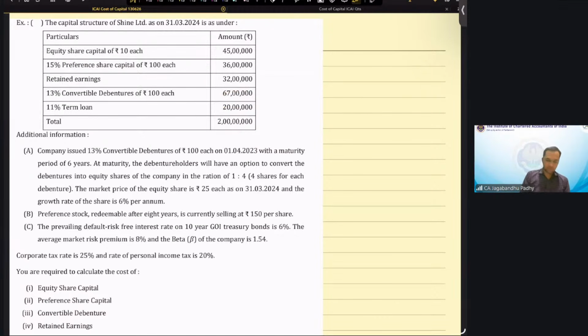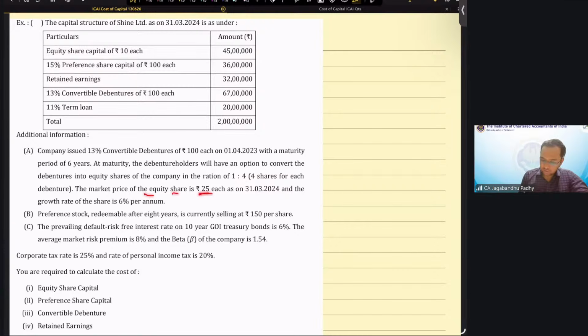Additional information is provided that the company issued 13% convertible debentures of rupees 100 each on 1/4/2023. So it's been a year since you issued these convertible debentures, with a maturity of 6 years. At the time of maturity, debenture holders will have an option to convert the debentures into equity shares of the company in the ratio of 1:4, which means 4 shares for every debenture.